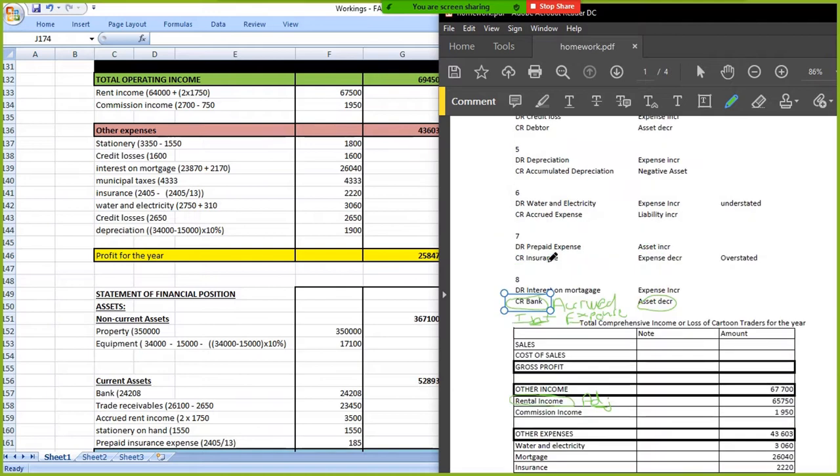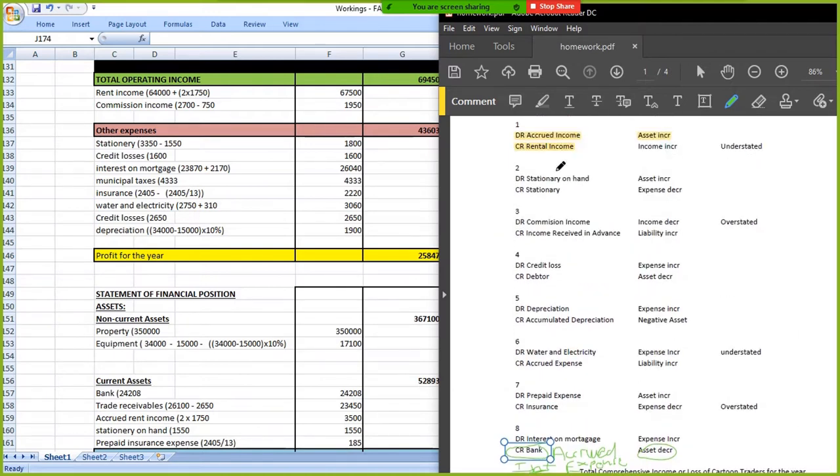It's because of these workings. Notice how important these workings are. Go back and have a look at working number 1. Make a note for yourself. Working number 1 is income, rent income. Rent income affects the income statement, the statement of comprehensive income. Accrued income is an asset, so it affects the statement of financial position, or the balance sheet. So FP, financial position, and CI, comprehensive income.